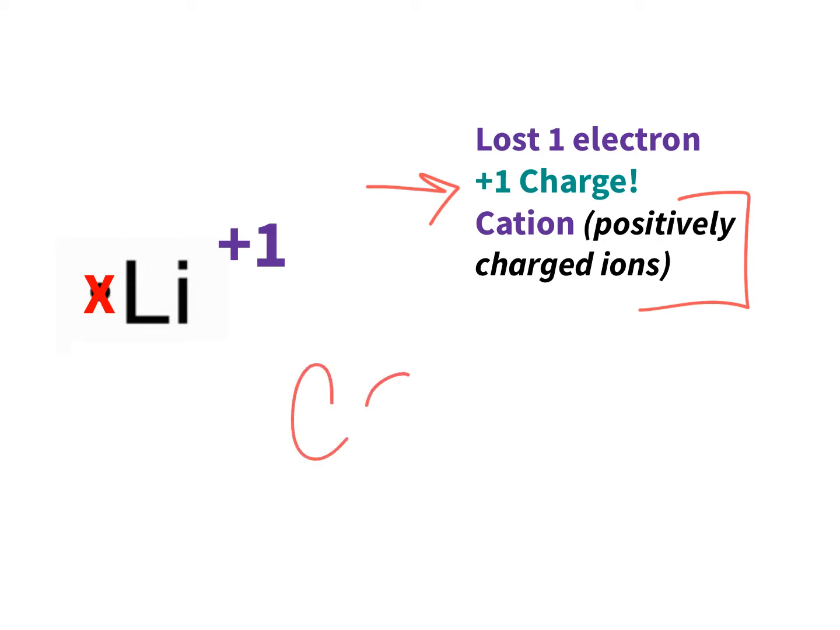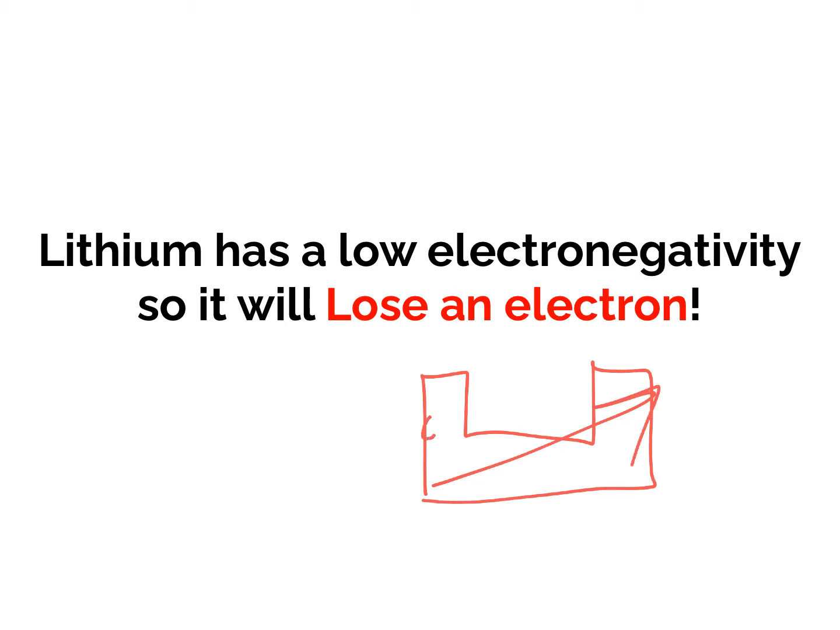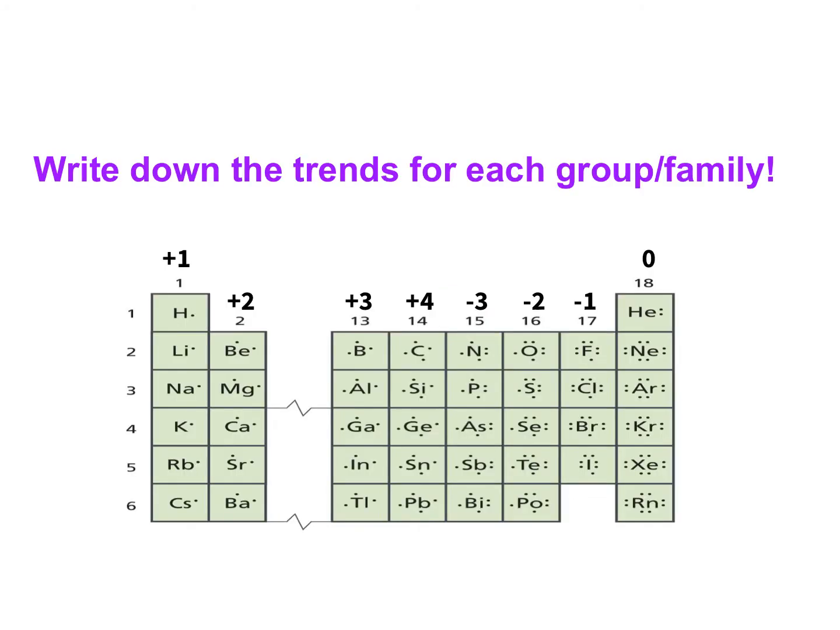You can remember this because we spell cation this way. That T in the middle is your signal, your reminder that it's positive. Cations are positive. Also, if we remember our trend, lithium has a low electronegativity. It's over here on the periodic table, so it's more likely to lose an electron. Now, these are the ion trends for each group or family. Go ahead and write these down in your notebook.